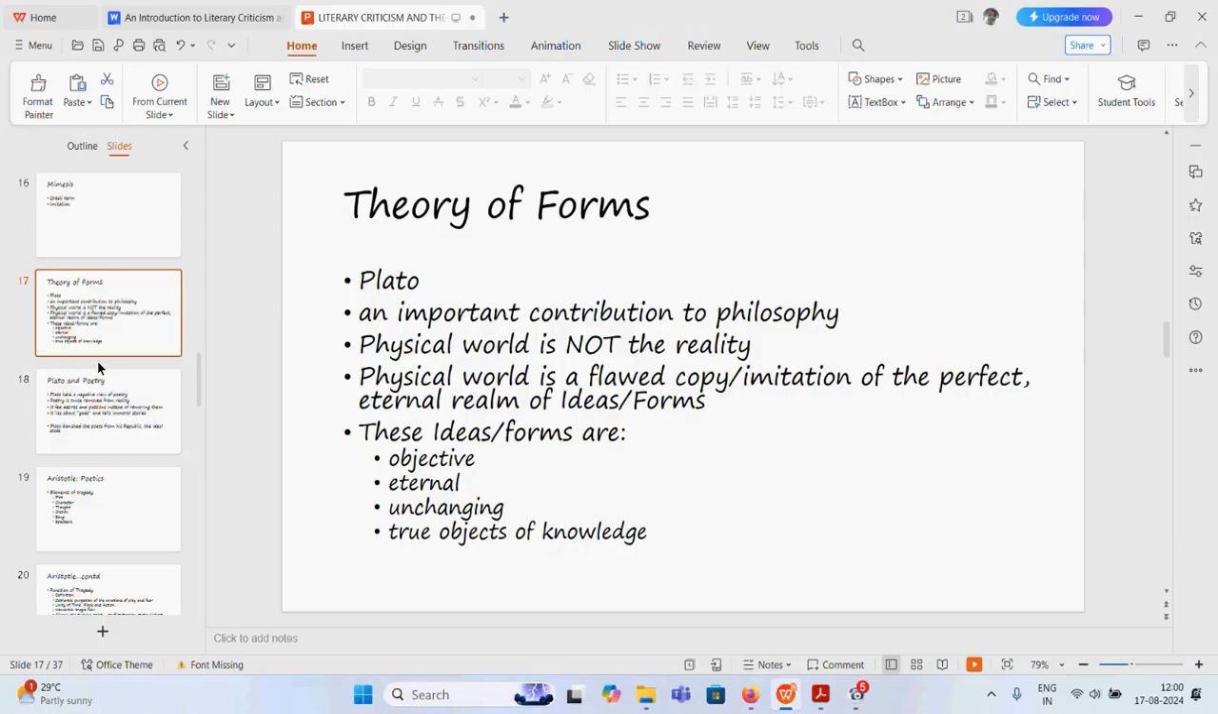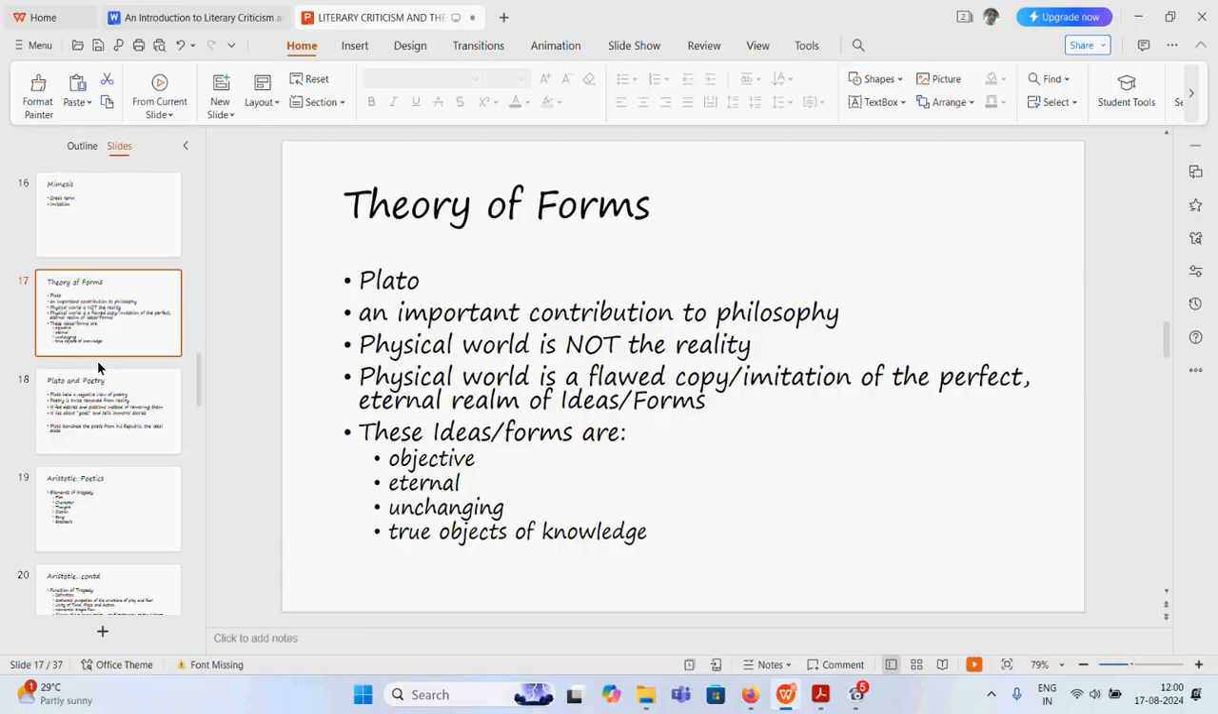For Plato, there are two very separate, distinct realms. One realm is the world of forms, the world of ideas, which is the reality. And the second is the physical world, which is just an imitation. It is not the reality. It is about this physical world around us. It is twice removed from reality.